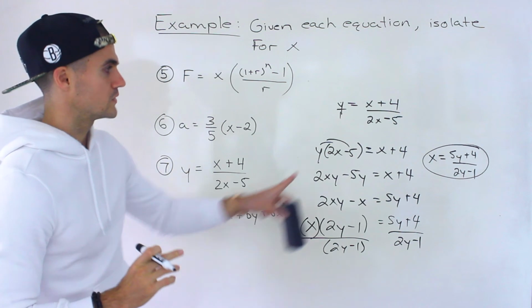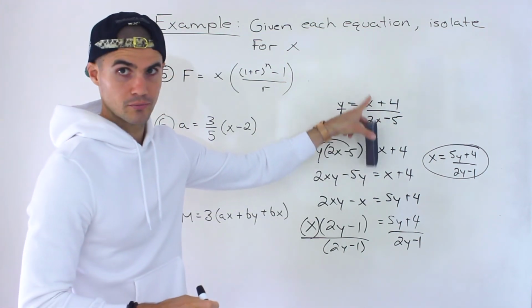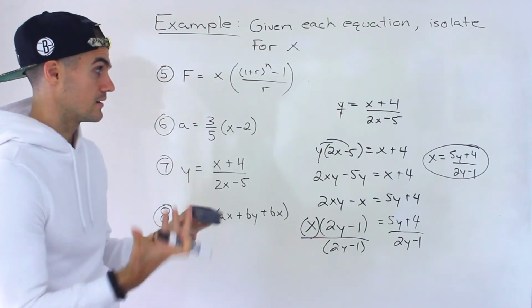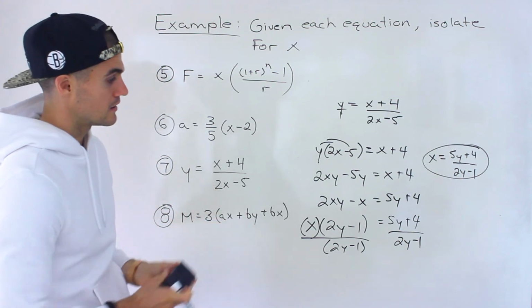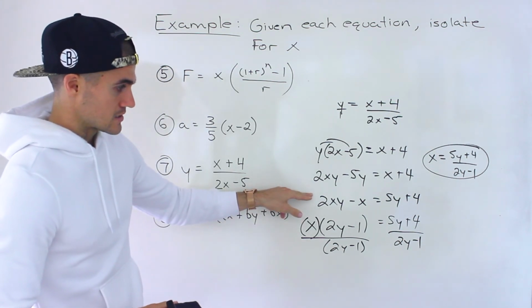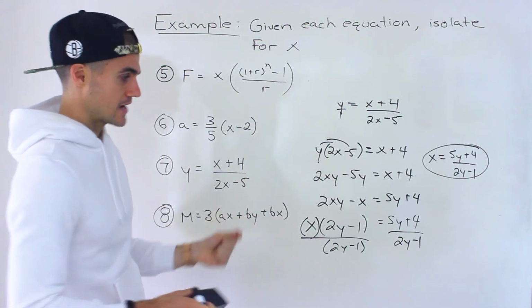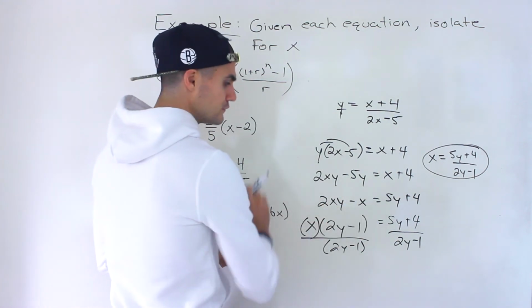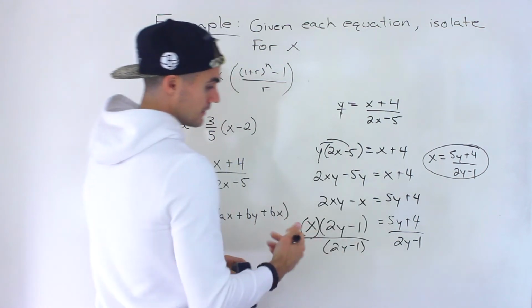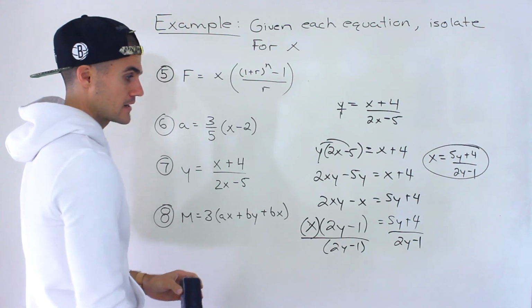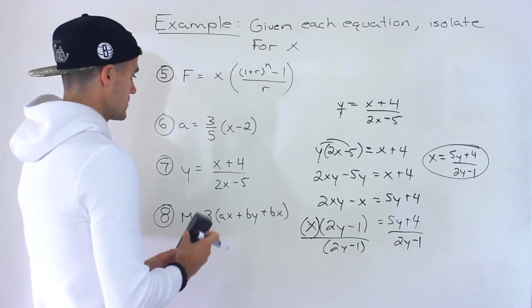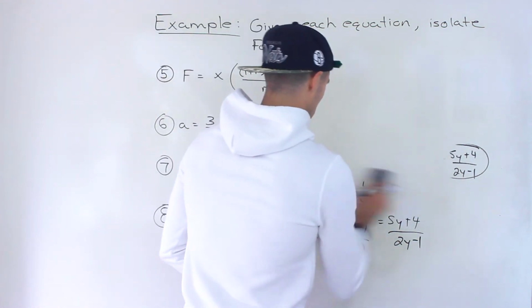So just be careful with these kinds where there's multiple x's in a fraction. You cross multiply, bring all the terms that have x's attached to them to one side, factor out that x, and then you can isolate for that x by itself. All right, so that's the answer to number 7. And then finally, number 8.